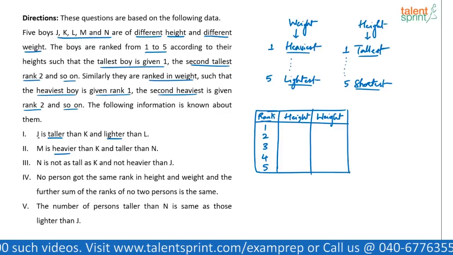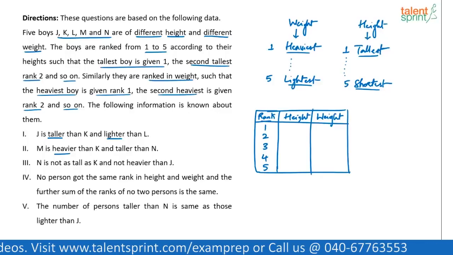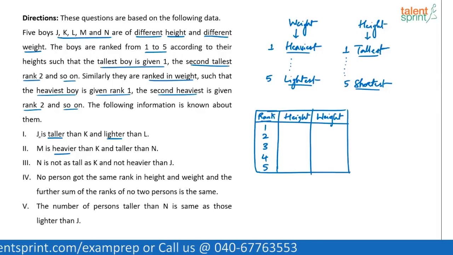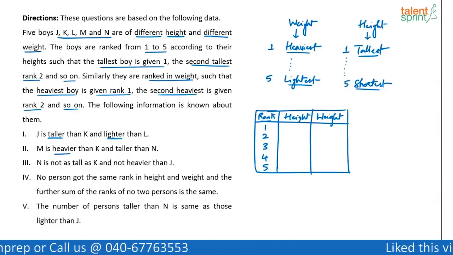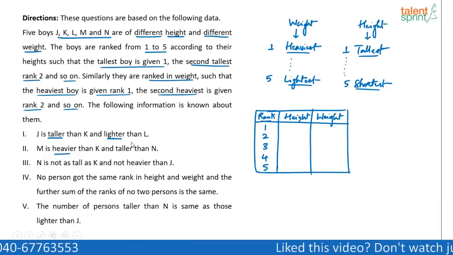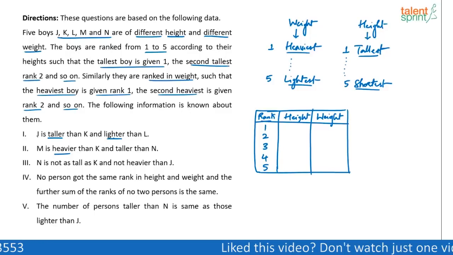Like the first statement says J is taller than K and lighter than L. You have to pay attention. He's comparing J and K in terms of height, and he's comparing J and L in terms of weight, because taller refers to height, lighter is a term with reference to weight. So you have to be very, very careful about it. So it says J is taller than K and lighter than L.